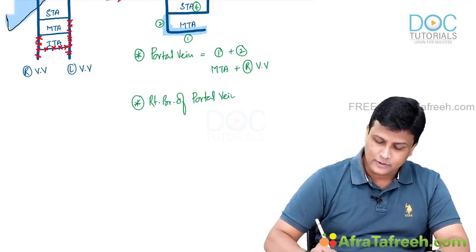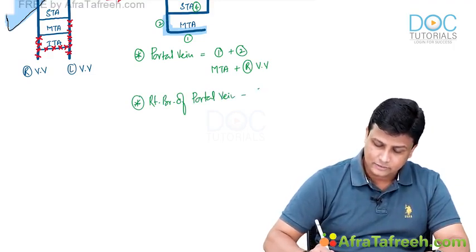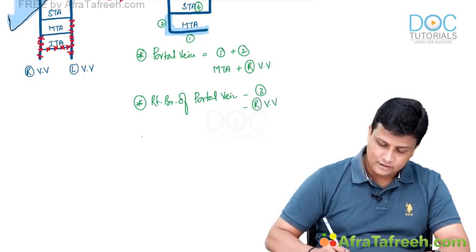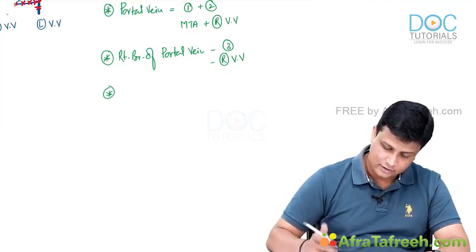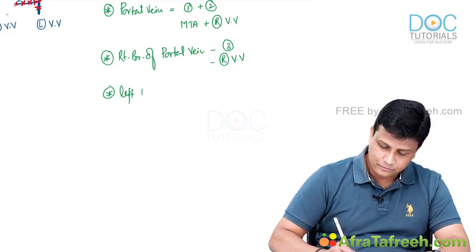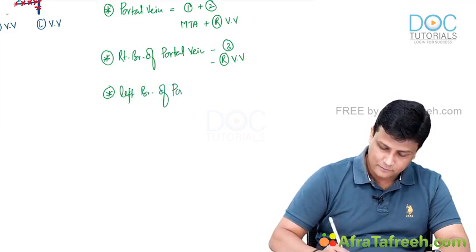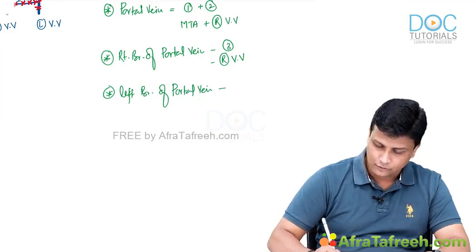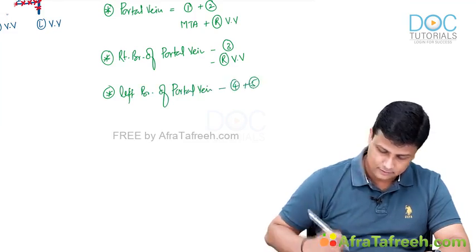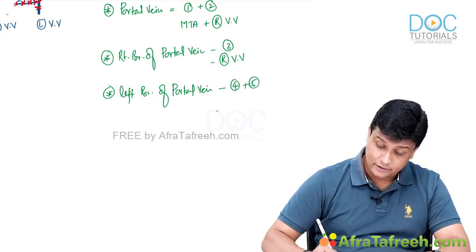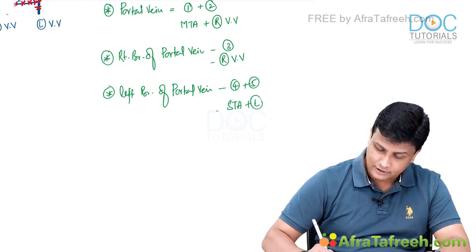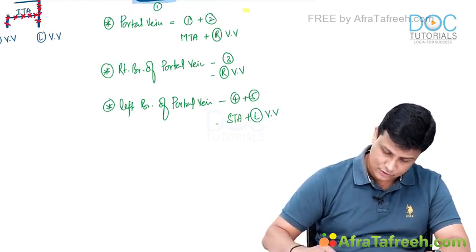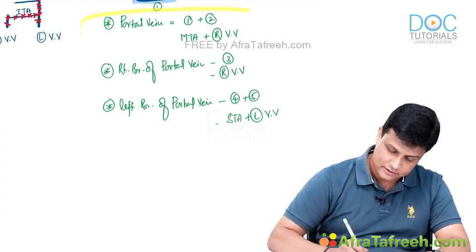The right branch of the portal vein is formed by what only? Only the number 3. And what is number 3 there? The right Vitelline vein. Whereas the left branch of the portal vein is formed by number 4 plus number 5. What is number 4? Number 4 is nothing but the superior transverse anastomosis, along with number 5, which is nothing but the left Vitelline vein. So you have to finally remember this.